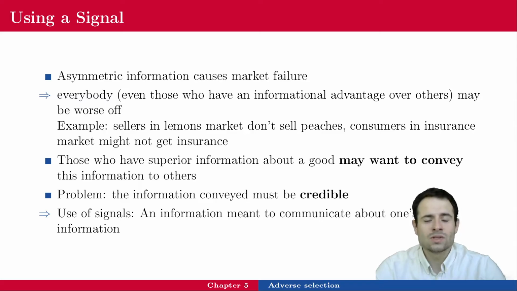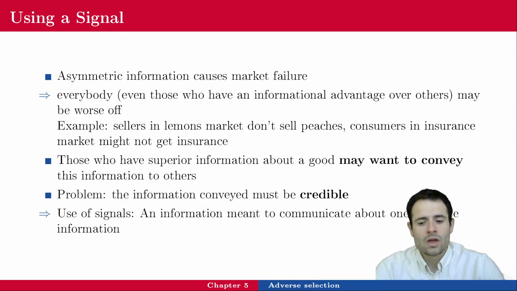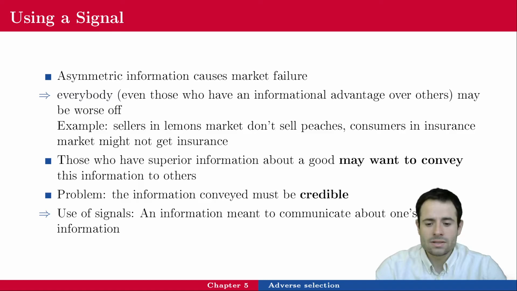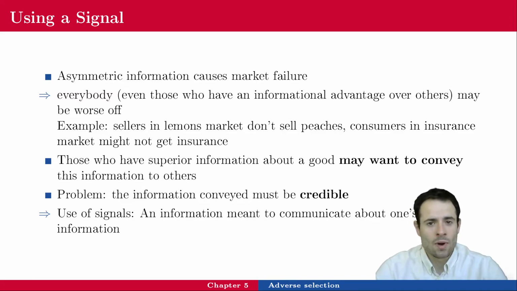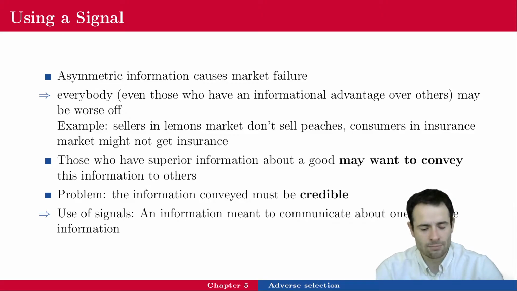And this is why we use signals. It is information meant to communicate about one's private information. Note that a signal is a piece of information which can be sometimes noisy, as in it can give you an idea about someone, but it doesn't necessarily mean that person is a high quality person. Not necessarily.